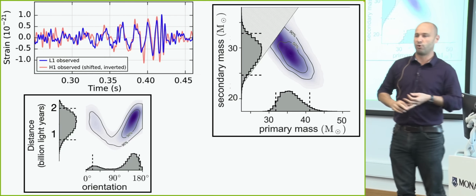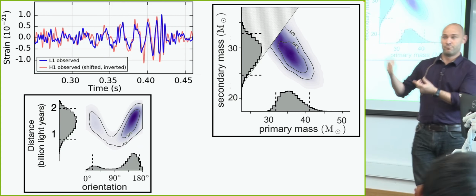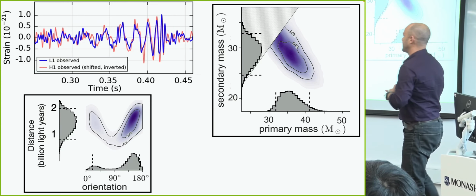How did a system like this form? Does it agree with the prediction of general relativity? When we see neutron stars, can we learn about nuclear equation of state? What kind of physics can we learn?